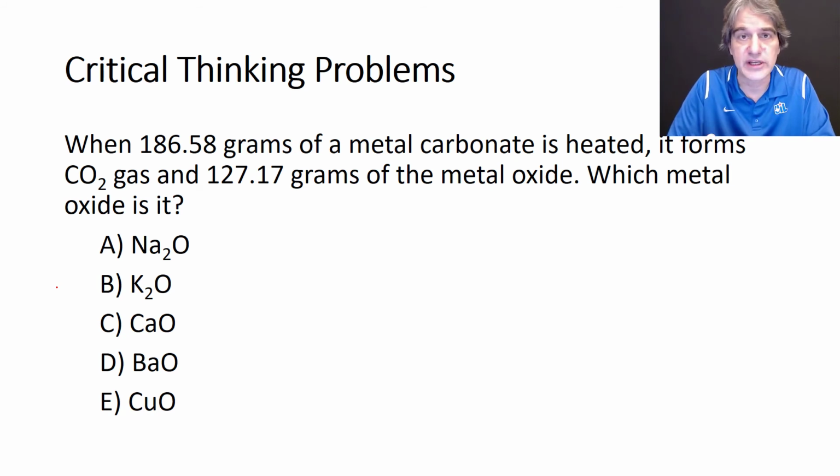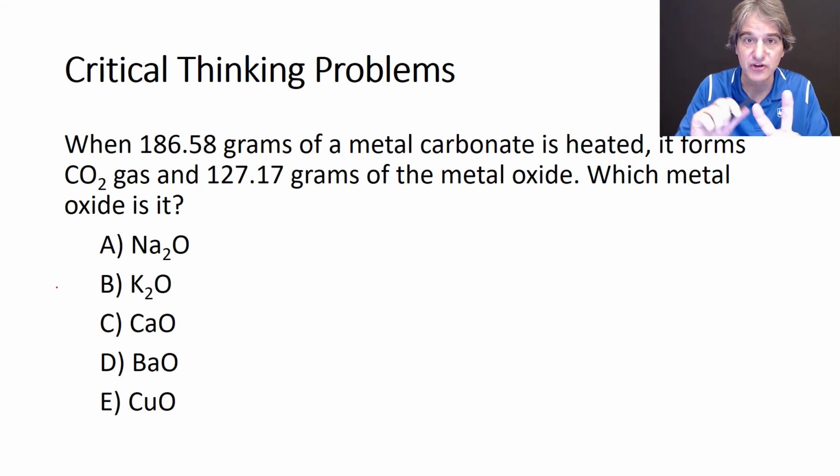And these are both just stoichiometry problems. So when this mass of metal carbonate is heated, it forms CO2 gas and a mass of metal oxide. Which metal oxide is it? And a lot of students are going to look at this and they're not going to know where to start. So my recommendation is tell your students the first 2 things to do on any chemistry problem. If they don't know what to do, if you can write a balanced equation, write a balanced equation. And if you can calculate moles of anything, calculate moles of what you can.